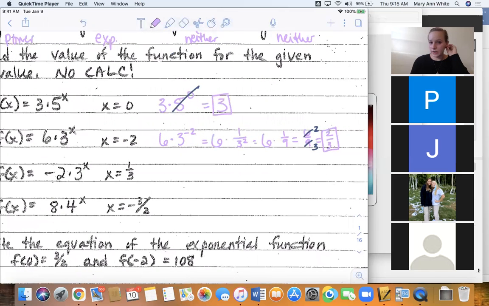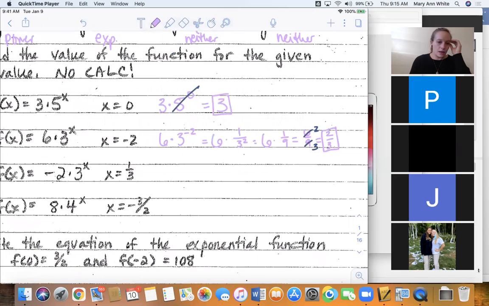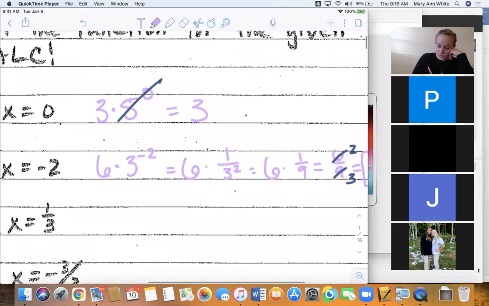Any questions so far? On the first one, how is that 3? So 5 raised to the 0 power is 1. And so I've got 3 times 1, which will stay at 3. Does that help?